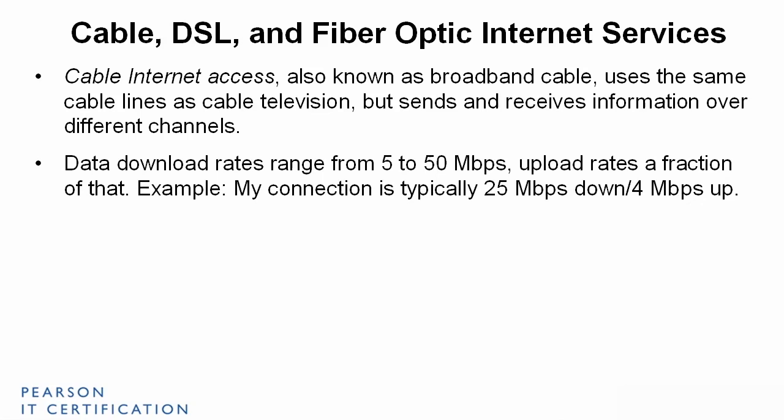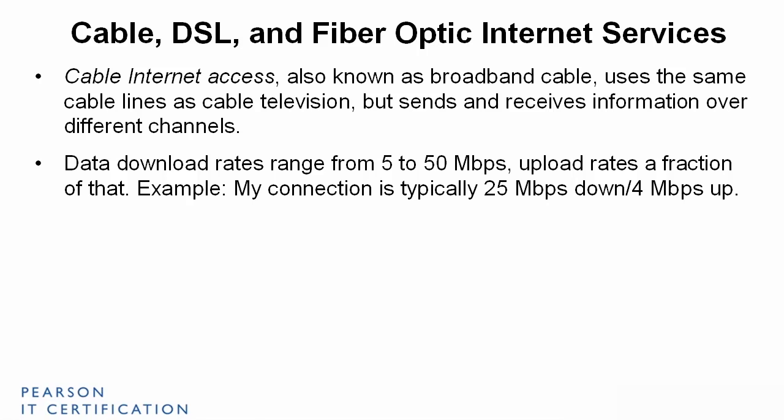Data download rates range from 5 to 50 megabits per second, and upload rates are a fraction of that. So, for example, my connection is typically 25 megabits per second down and 4 megabits per second up. But that's going to vary. There's a lot of possibilities with that. Like most internet connectivity options, cable internet is shared by the customer base. So, the more users that are on the internet, the slower it becomes for everyone.